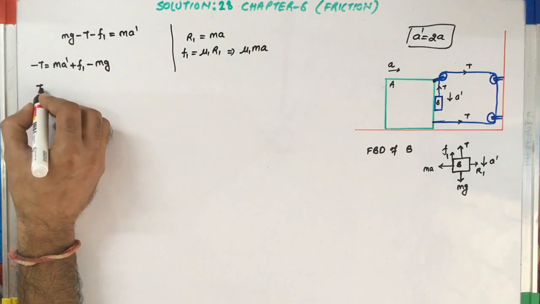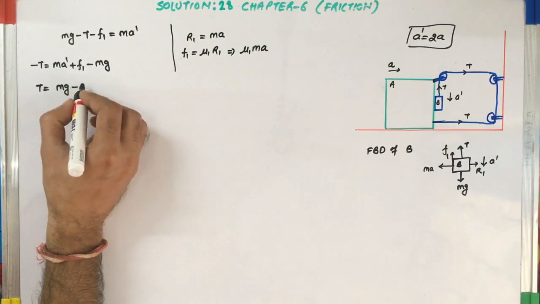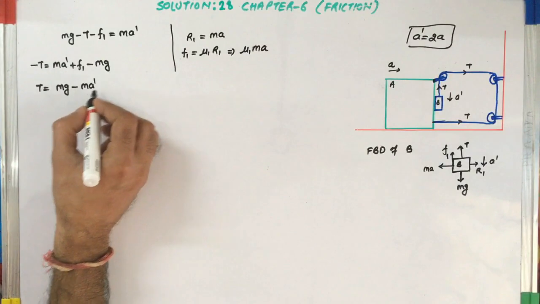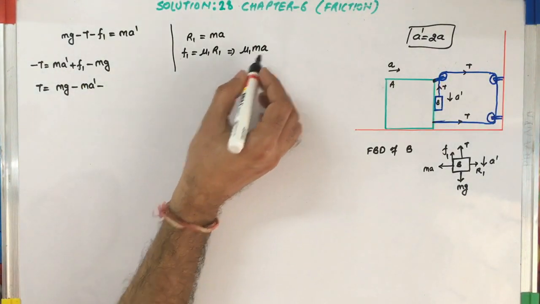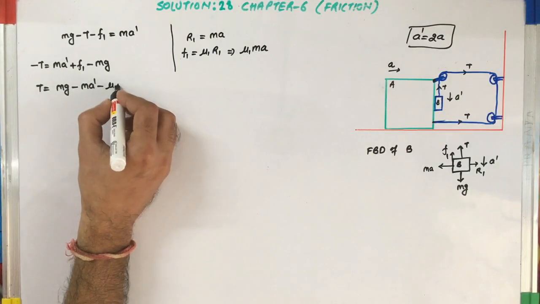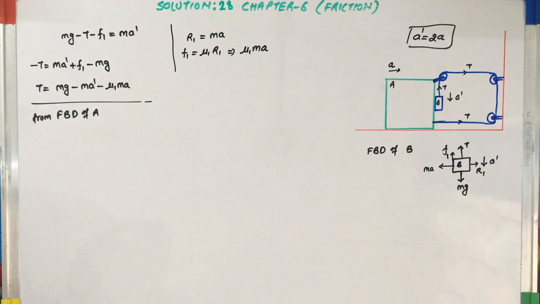So now in this equation, minus T is equal to MA dash plus F1 minus mg. Adjusting the sign, T is equal to mg minus MA dash minus F1. Value of F1 is mu1 MA. Now putting the value of F1 as mu1 MA. Okay. So this is the value of T.